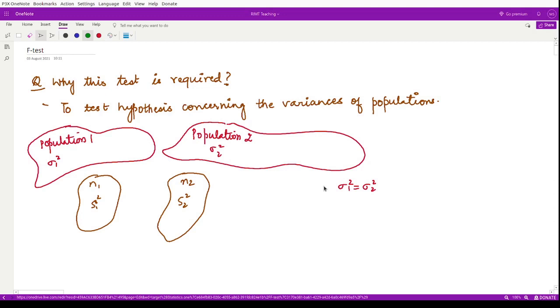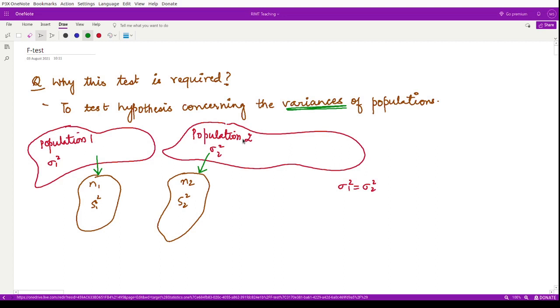So this F test is required whenever we want to compare the variances of different populations. Suppose you have two different populations, one having the variance as sigma 1 square, another having a variance of sigma 2 square. From the first population you take a sample 1 having n1 number of elements and s1 square as the variance. From the second population you take another sample having n2 as the number of elements and s2 square as the variance of that sample. In that case we shall use this F test in order to determine the variances.